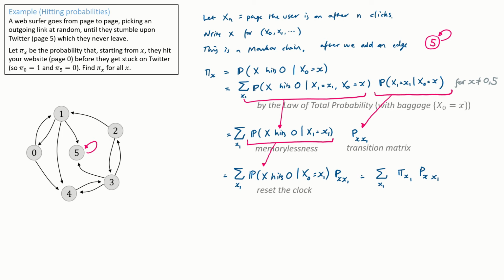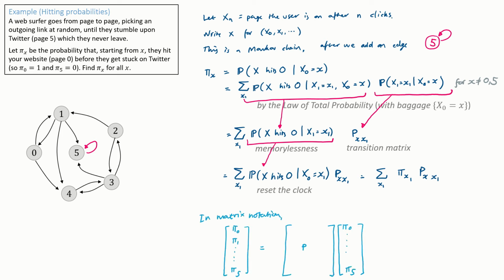It looks rather like a matrix multiplication formula, and so let's write it in matrix notation. We've shown that any pi x is simply the P matrix, the matrix of transition probabilities, times the pi vector.